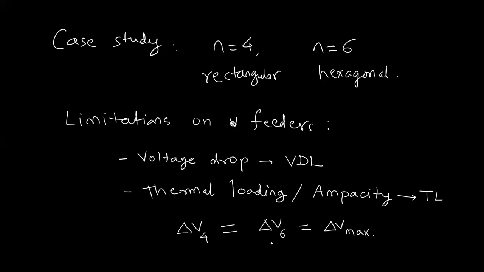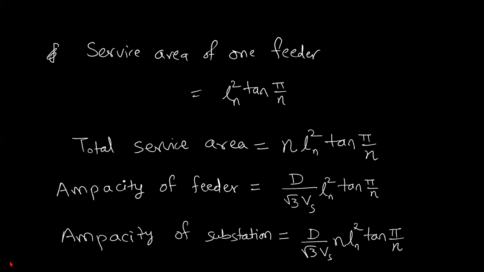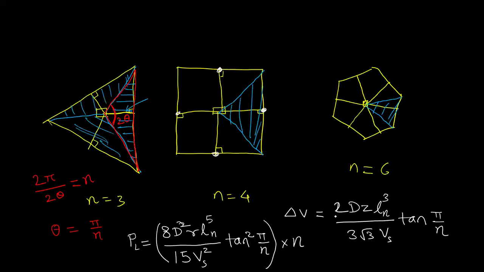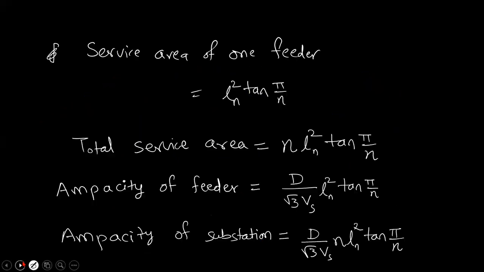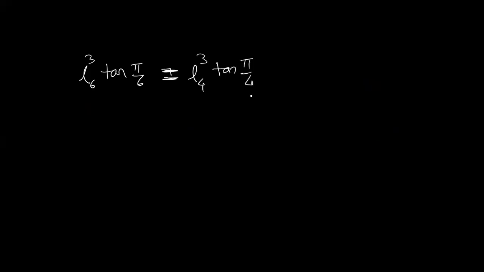Since delta V4 and delta V6 are equal, let us write that here. What is the delta V expression? Delta V is basically proportional to l_n cube tan pi by n. Other things are constant, as you can see. So it depends upon n and l_n. Let me write l_n cube tan pi by n in both the cases. So L6 cube tan pi by 6 is the same as L4 cube tan pi by 4.